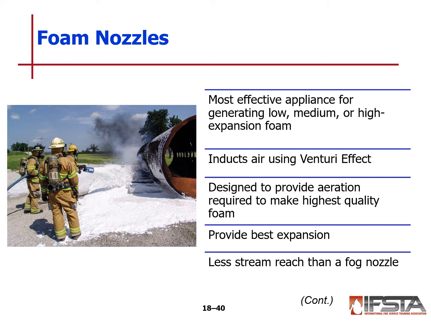Foam nozzles are the most effective appliance for generating low, medium, or high expansion foam. It inducts the air using a Venturi type effect. They're designed to provide the aeration required to make the highest quality of foam, and therefore will provide the best expansion. Less stream reach than a fog nozzle.